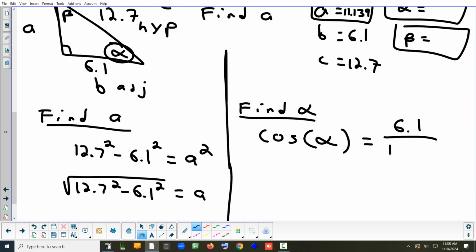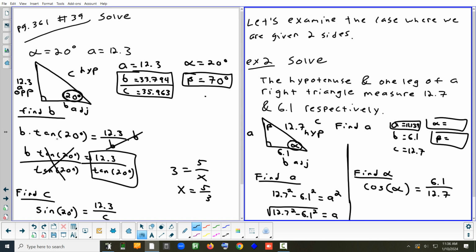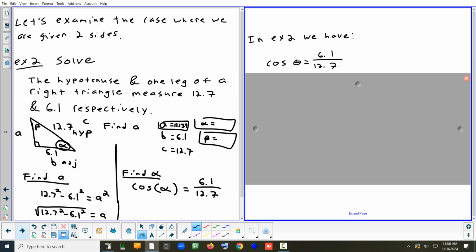What's different about this? This is the first time we've had this happen today. You don't know what the angle is, so you're going to do the inverse operation. Now we don't know the angle this time, and the angle is inside a function. So the only way that we can get the angle by itself is to do what I'm about to show you.